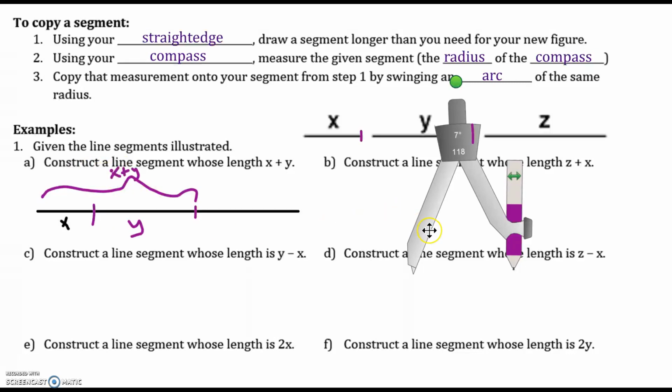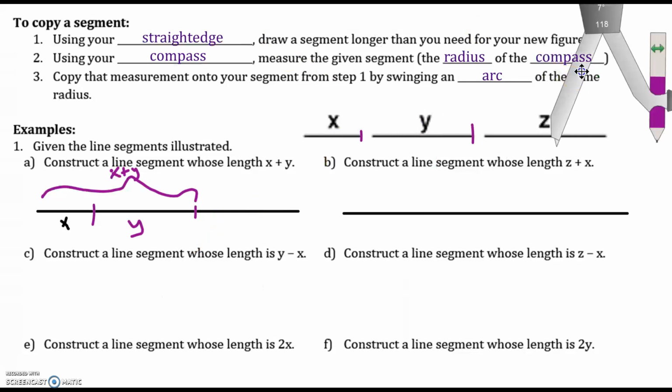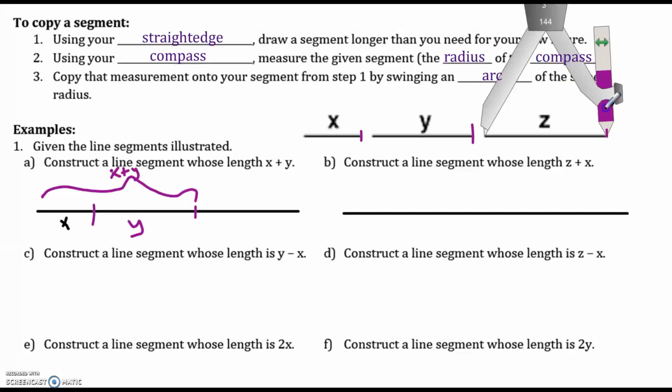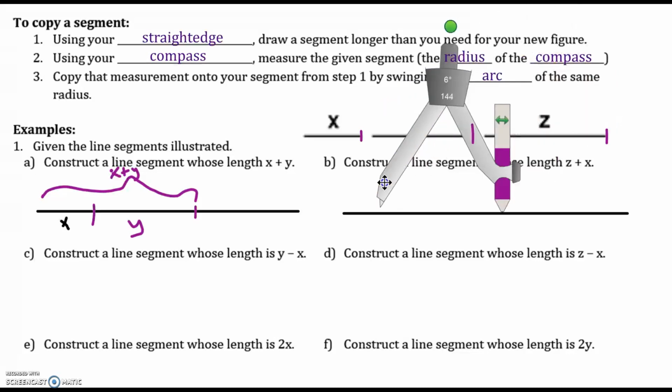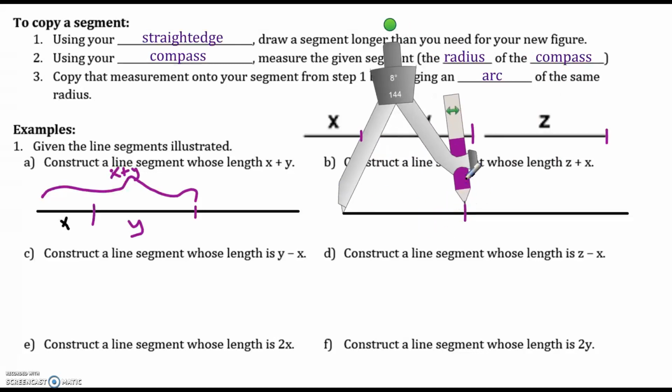Now we're going to do the same thing for part B with z and x. So we're going to start by giving ourselves a segment to put them on, longer than we think we need. And we're going to measure. So we're going to start by measuring segment z. So you're going to put your compass ends on either end of z and measure as precisely as possible how long z is. And then you're going to move your compass down to the end of your new segment, and you're going to swing an arc, and that'll give you length z.